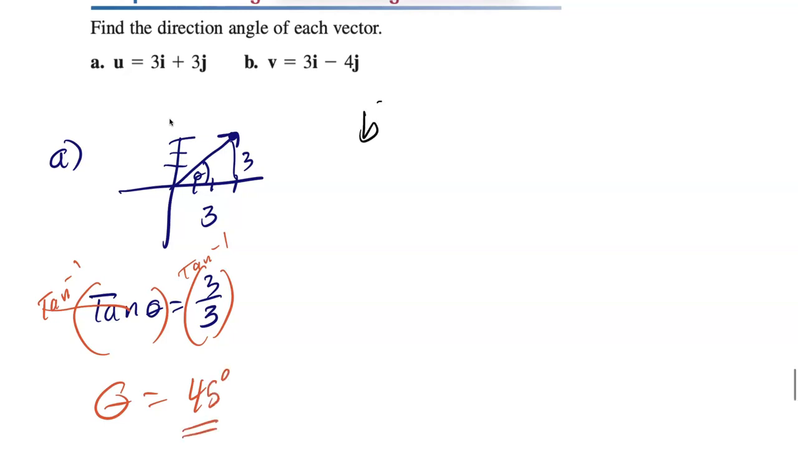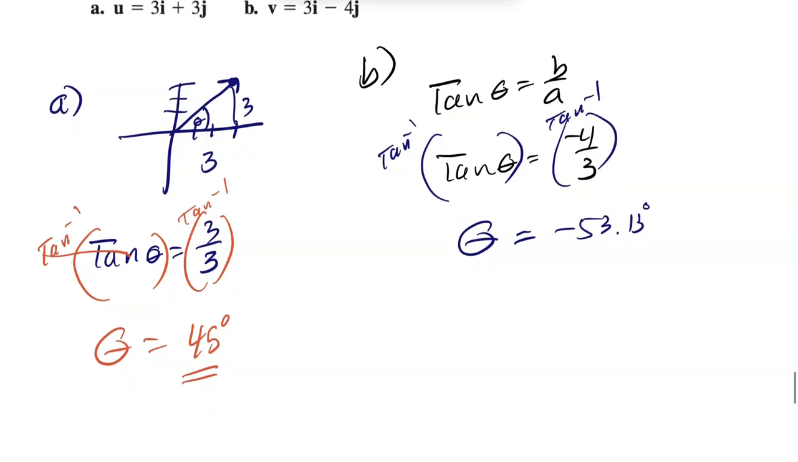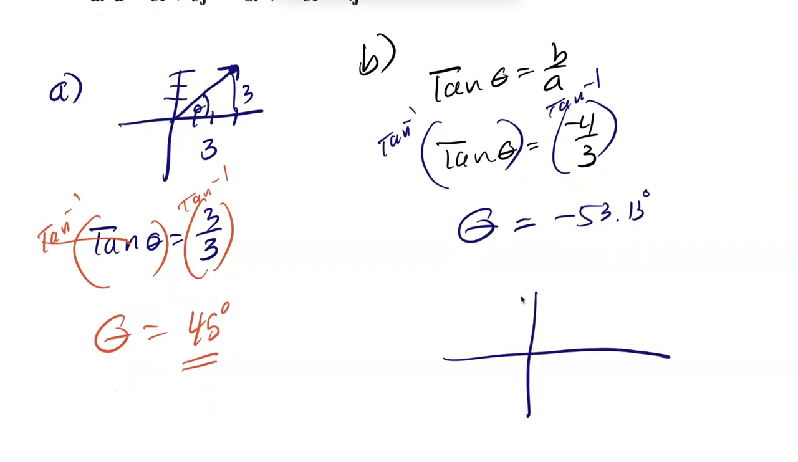If we did b, now we don't need to actually draw the thing. We have the formula: tan of theta is equal to b over a. So in this case, we have tan of theta is equal to -4 over 3. So we could take the inverse tan of this, and we get theta is equal to -53.13. Now the one thing is that we should check if it's in the right quadrant, because if it's not, we have to fix it.